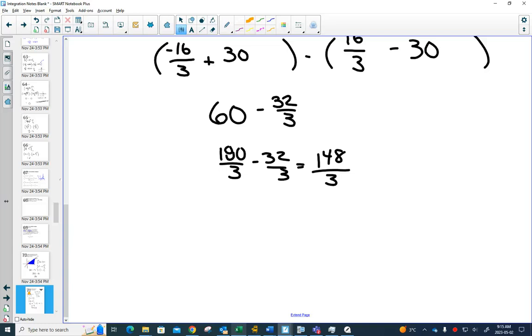And again, if you want to check your answer, you can always take out that graphing calculator that we did and find the area between, or use decimals to type in the integral, and it will give you an exact value.